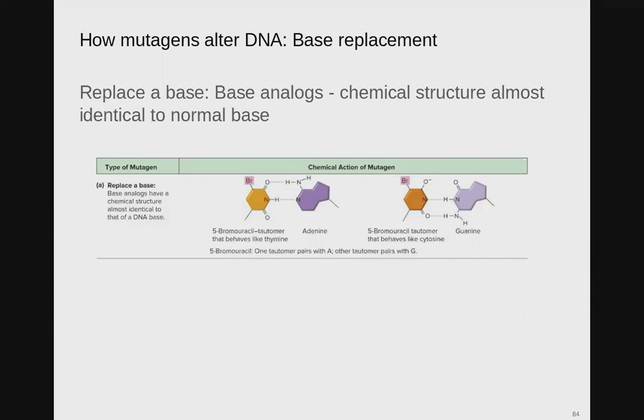I'm sorry, I should have said thymine. So one tautomer pairs with either A or G, similar to what we saw with tautomerization previously.